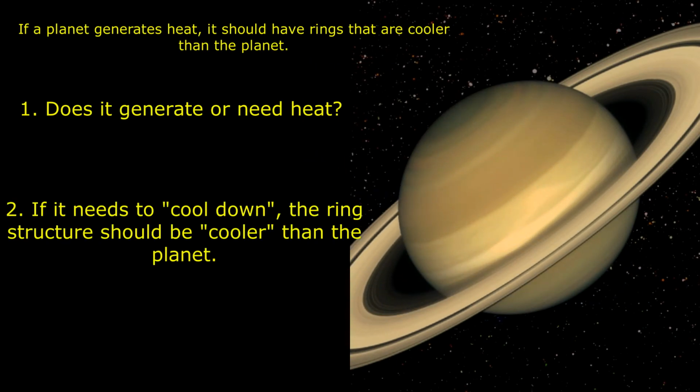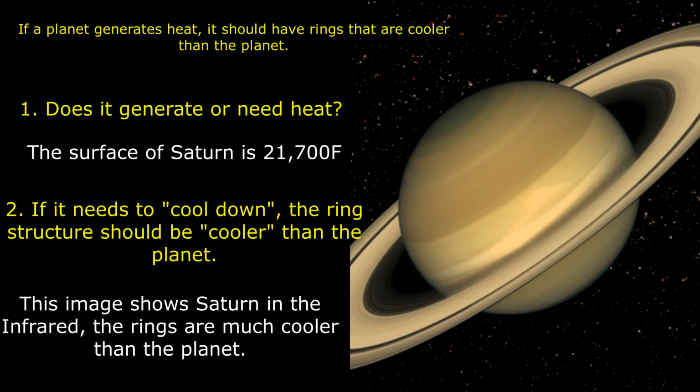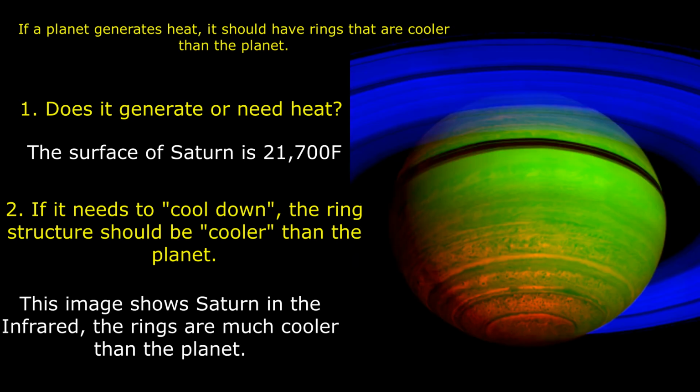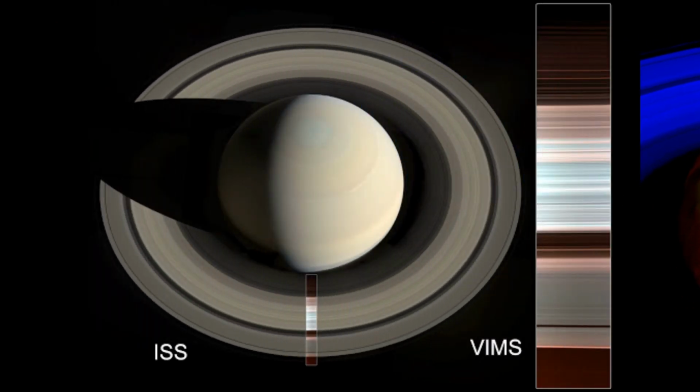Let's take a look at the next planet, Saturn. Again, Saturn generates a lot of heat. In fact, it generates 11,700 degrees at its surface, so it needs to cool down. If we take a look at Saturn's rings in infrared, that's what we see. Those rings are much cooler than the planet itself. So again, the rings are acting as a heat exchanger, cooling down the planet that's generating all this heat from its core. But these rings of Saturn are quite amazing.